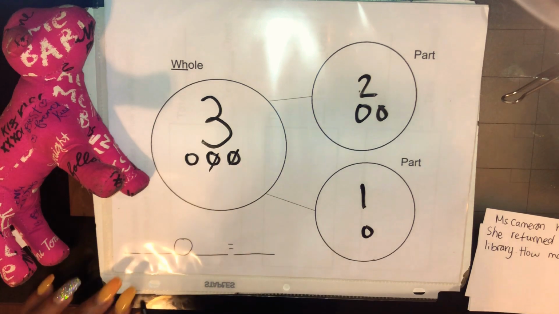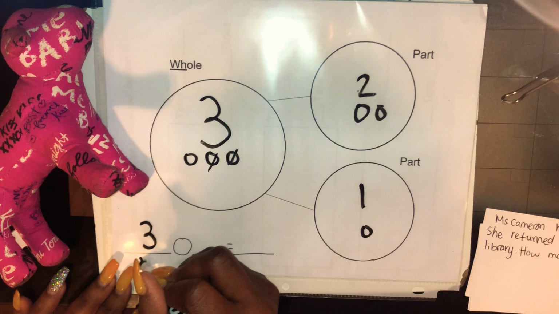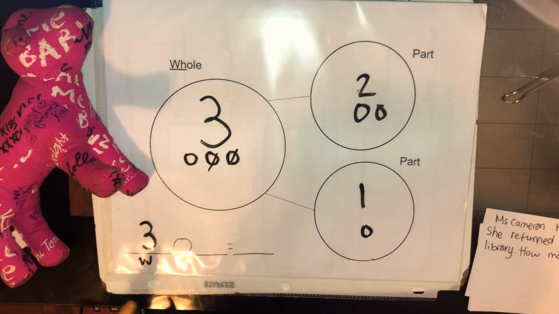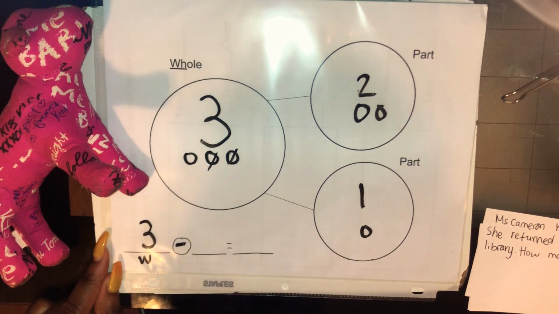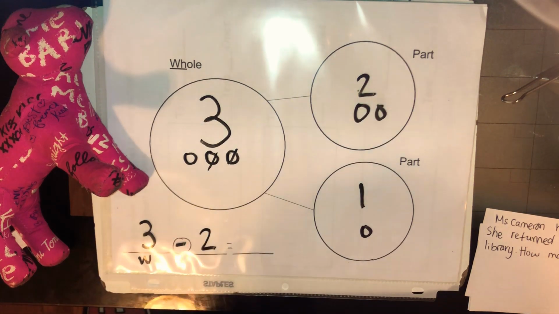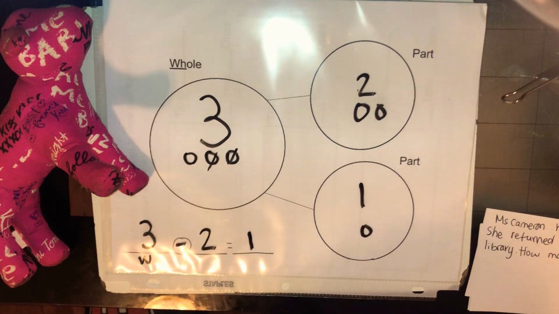Another way that I could write that is I started off with 3. That's my whole. And then, because when you're subtracting, your whole goes here first, okay? So when you're subtracting, your whole goes first. That's how many you started with. Then I took away 2. And how many am I left with? I'm left with 1. All right?